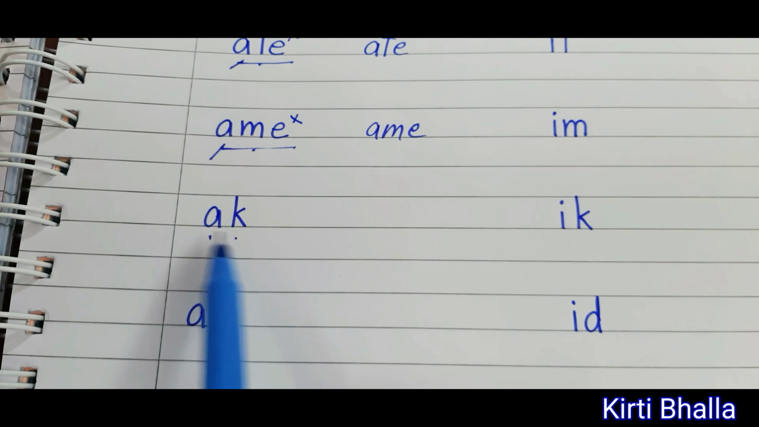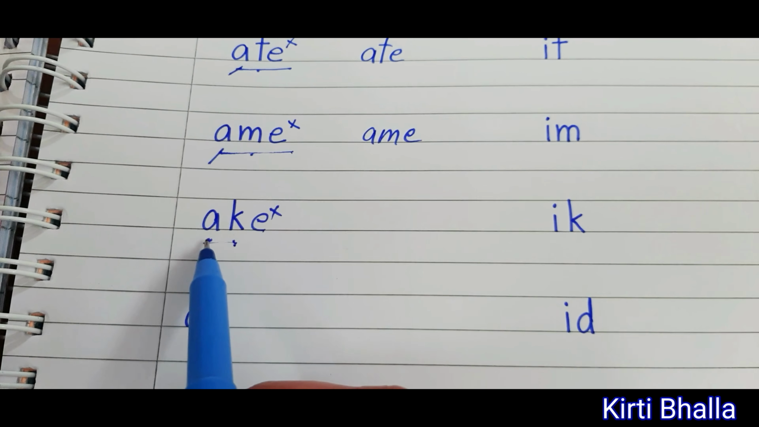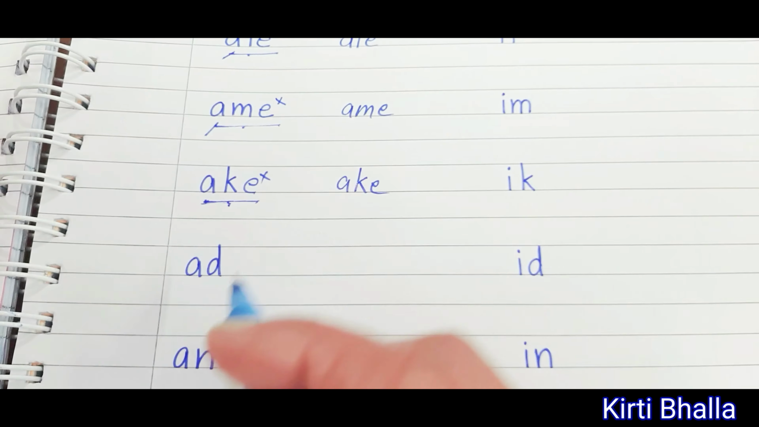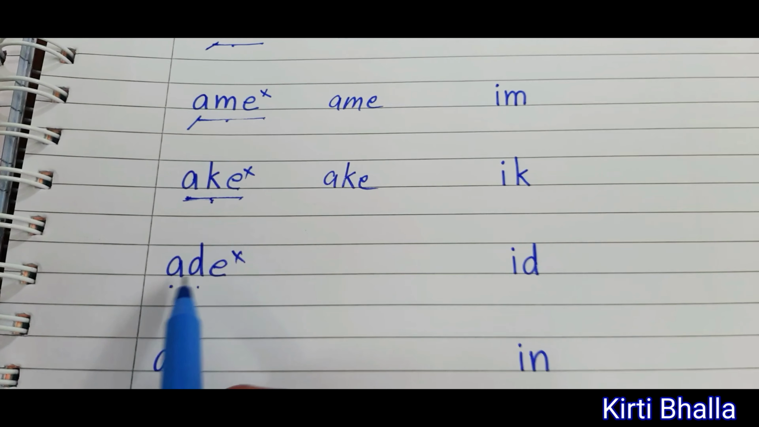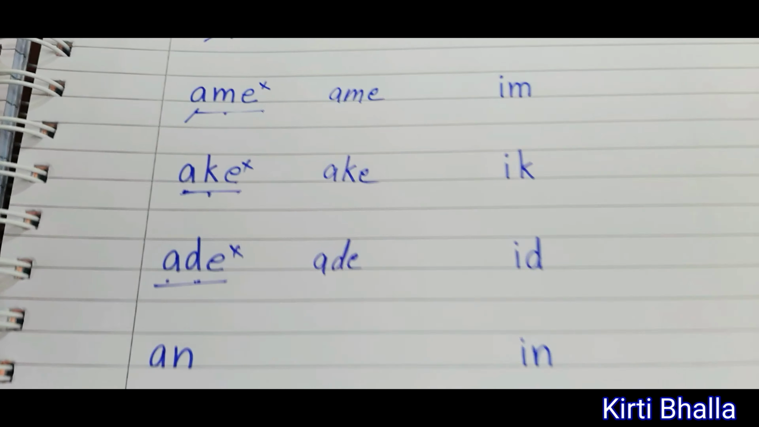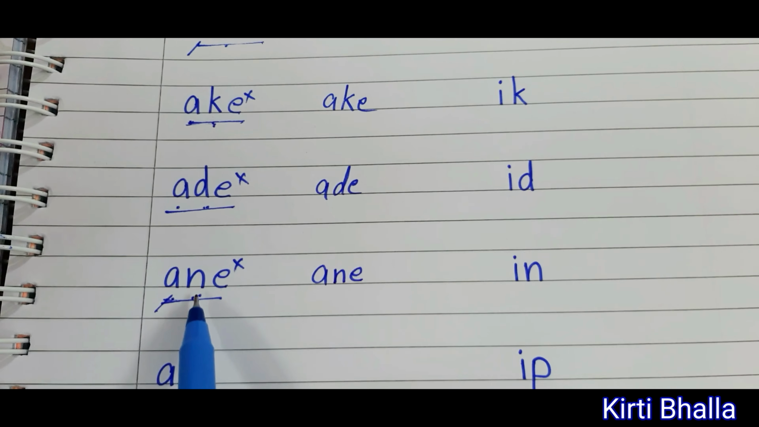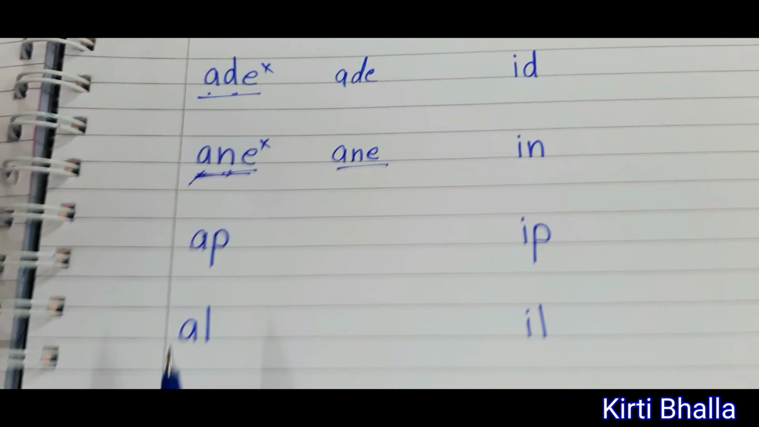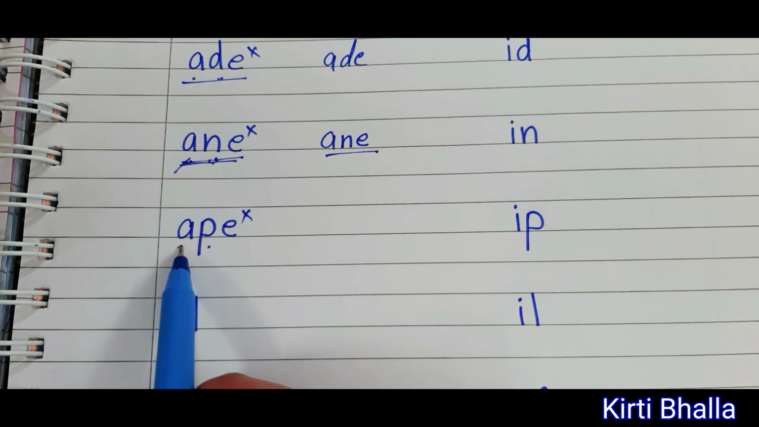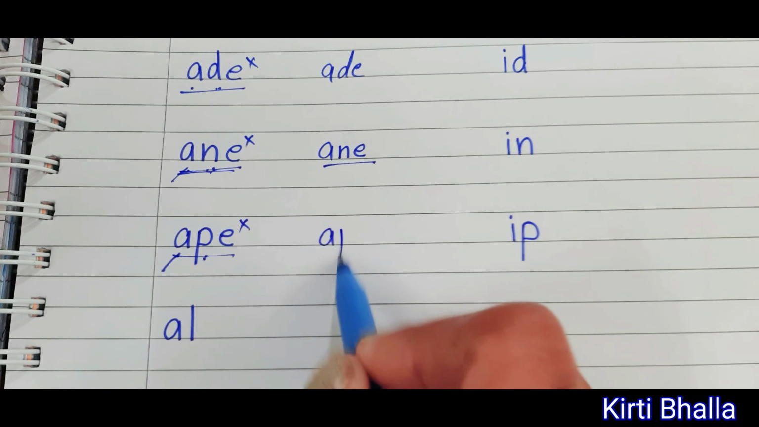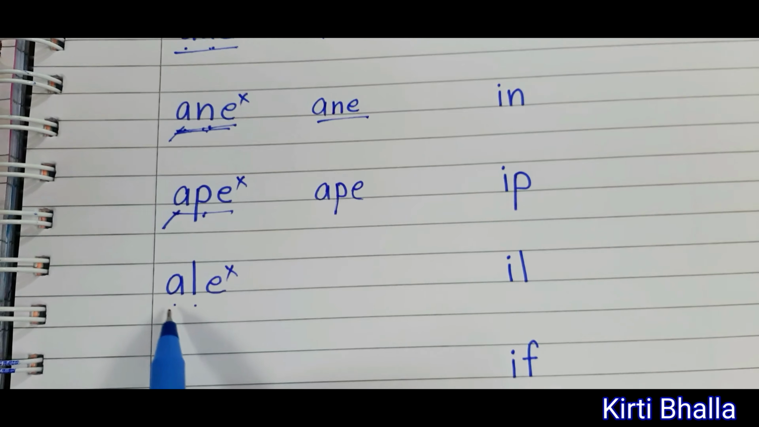Next, a, k, ak. If I write E here, it has no sound. We will read this as a, k, ake. Ache. Now let's do it a little fast. A, D, add. If I write E here, A, D, aid. This has become aid. This is A, N, an. If I write E here, it has no sound. A, N, ain. This is A, P, app. If I write E here, it has no sound and this is A, P, ape. Ape. A, L, al. If I write E here, A, L, ale.